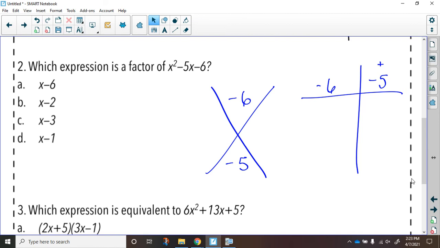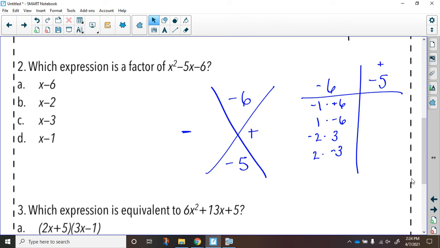So in order to get a negative 5, one of my factors has to be positive, one has to be negative. So let's go ahead and write this out. The factors of negative 6 are negative 1 and positive 6, positive 1 and negative 6, negative 2 and positive 3, or positive 2 and negative 3. So those are all of the possible factors that could get me a negative 6.